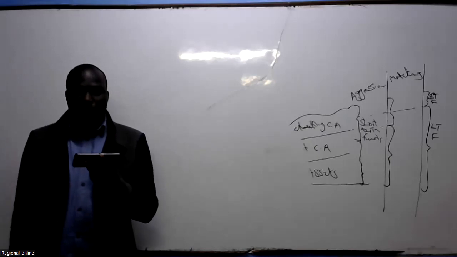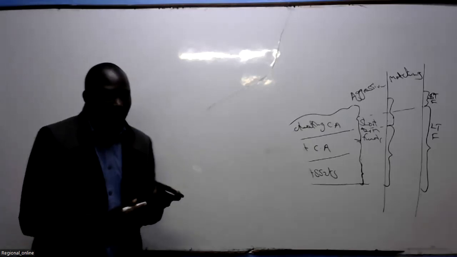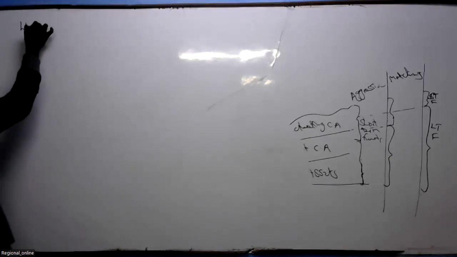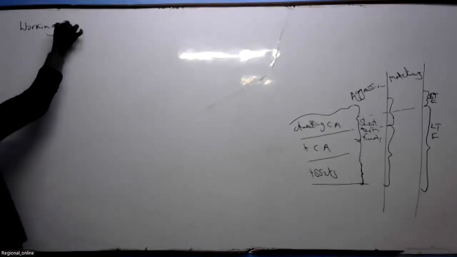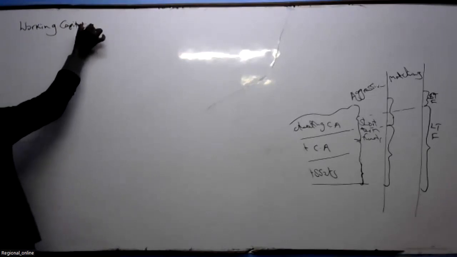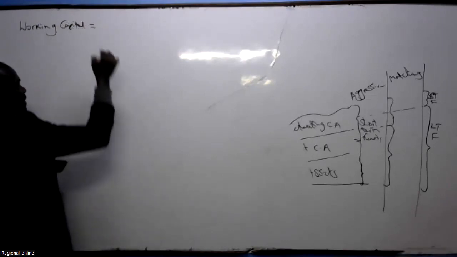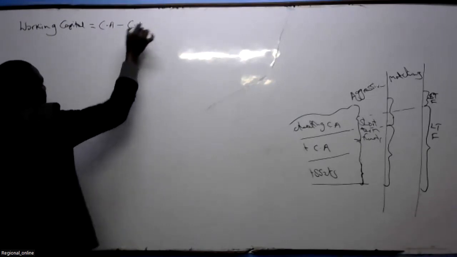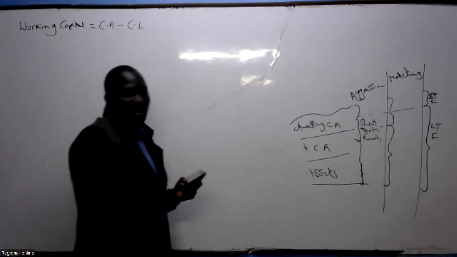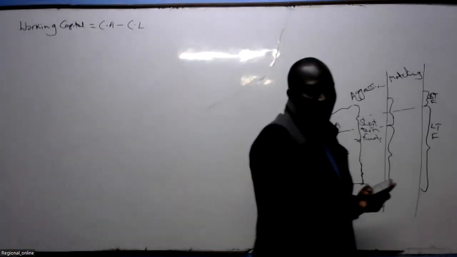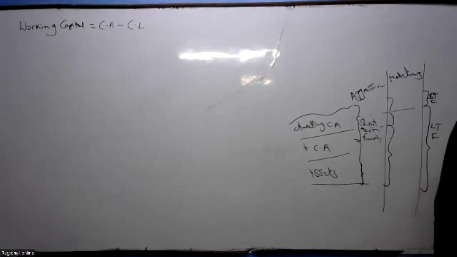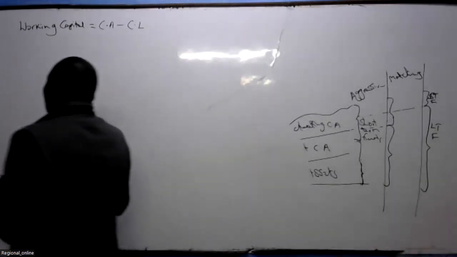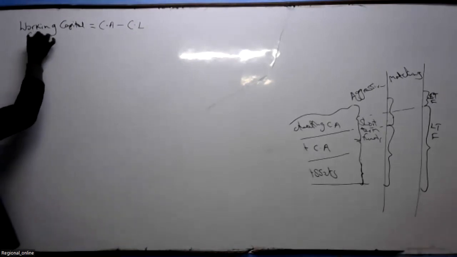Assess the working capital requirements for the company. Where do you start from? You say working capital equals current assets minus current liabilities. That's very important. Working capital is the current assets minus current liabilities. Then let's prepare the cost statement.